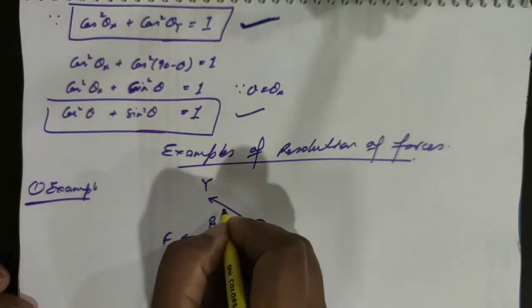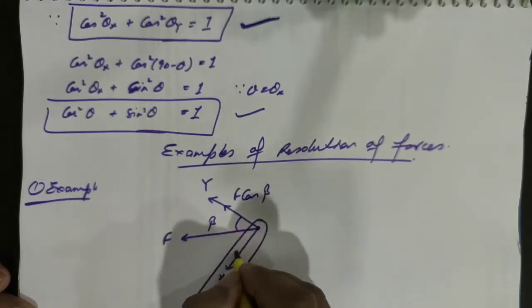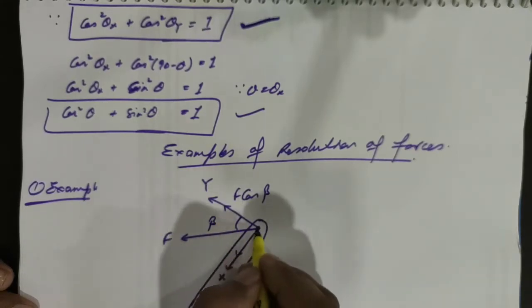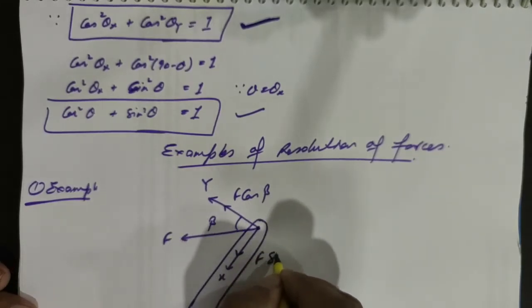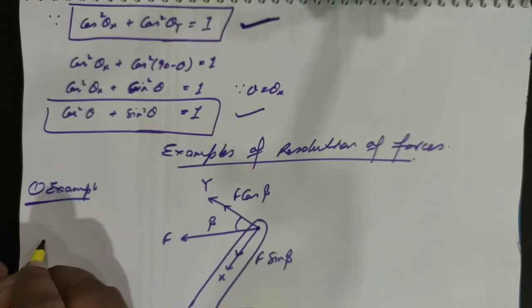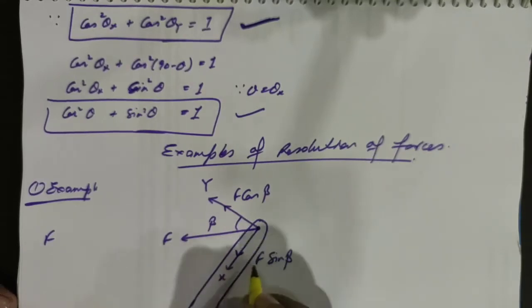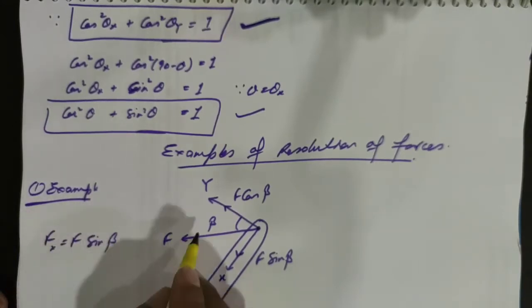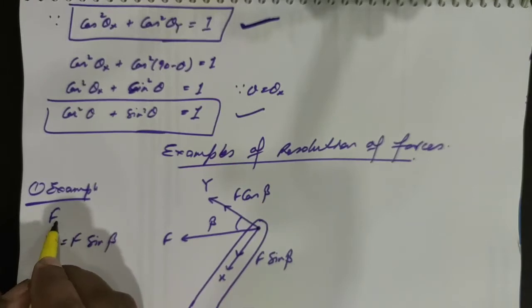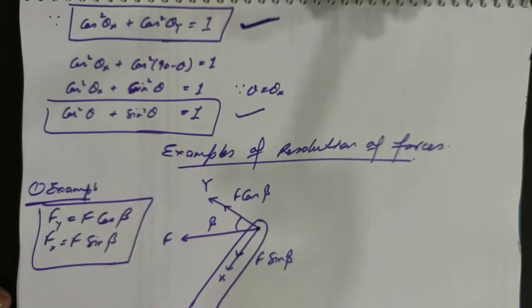So the component of that force along the y-axis will be F cos beta, and along the x-axis it is F sine beta. Both components are directed outward from the point, so both have the same direction as the axes. So Fx is equal to positive F sine beta, and Fy is equal to F cos beta.